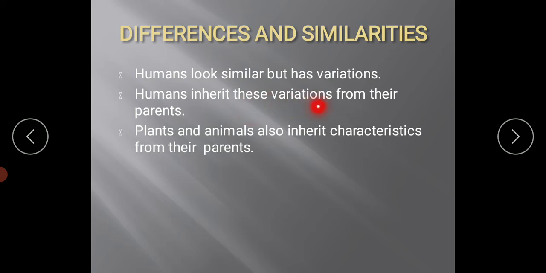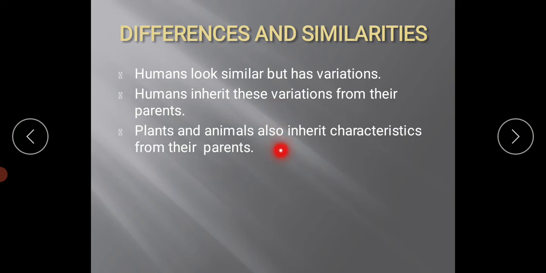Such differences are called variations, which they inherit from their parents. These variations may hide in the parents, but they may become prominent in their offspring, in their children, and they are visible now, and they make them look different from their parents.